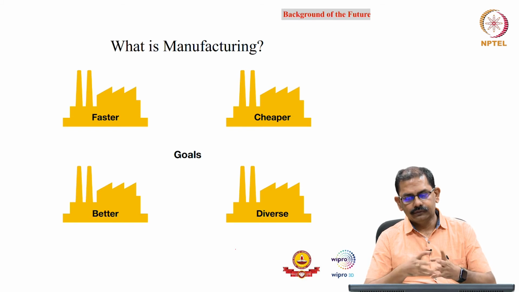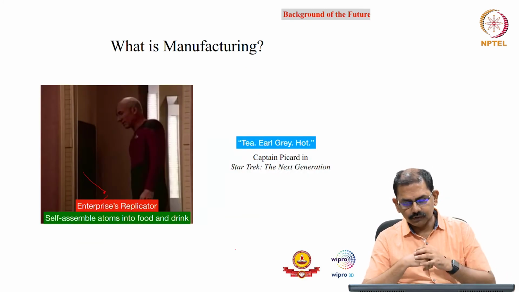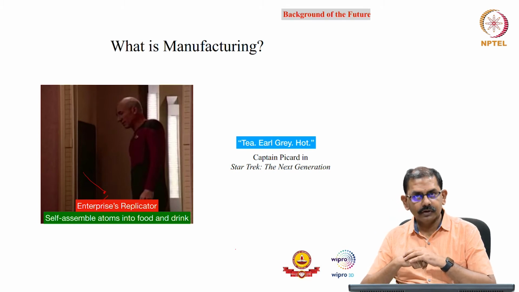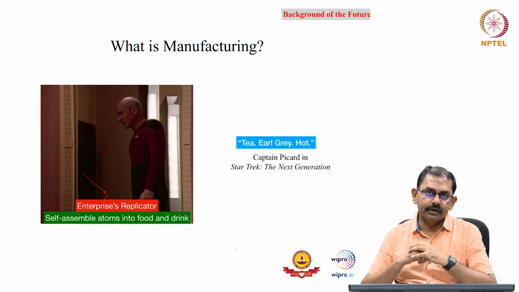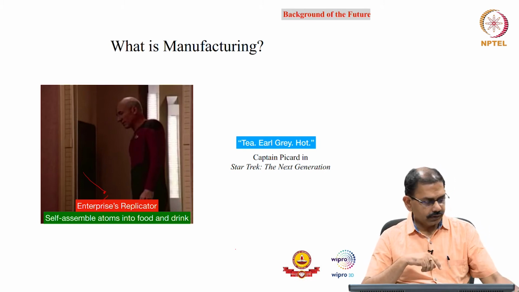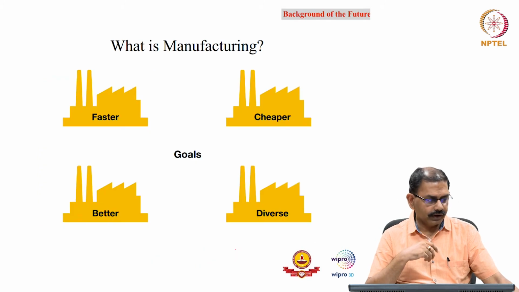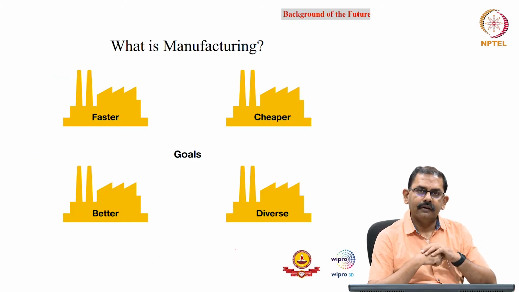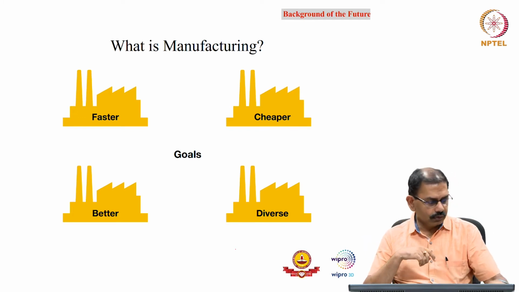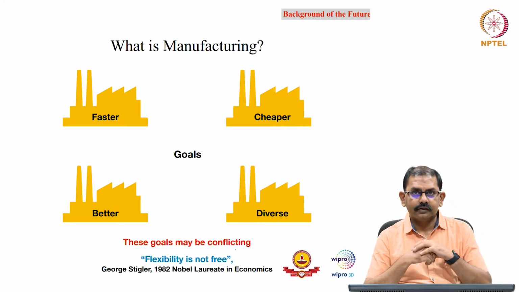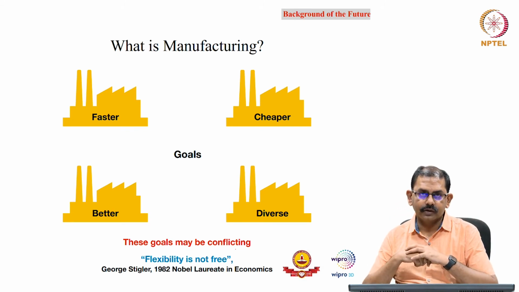So, if instead of Captain Picard, someone else comes and says that I want some other type of tea or white tea, it could be anything else, right? So, replicators should have the capability or the technology to replicate, to make something which is very diverse, right? But unfortunately, these goals are not in tandem with each other, right? So, these goals may be conflicting, correct?